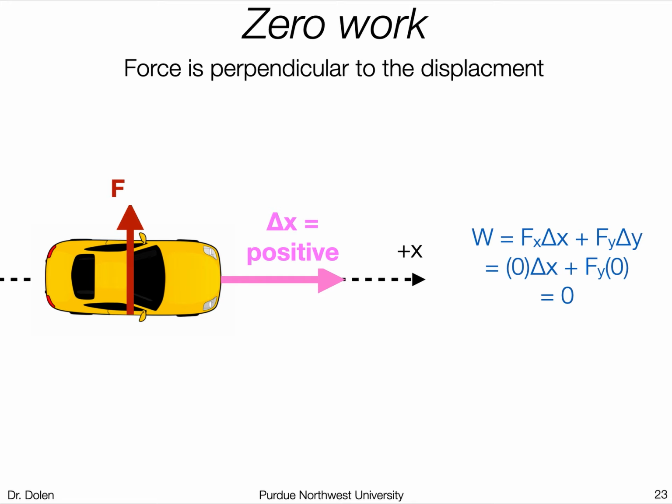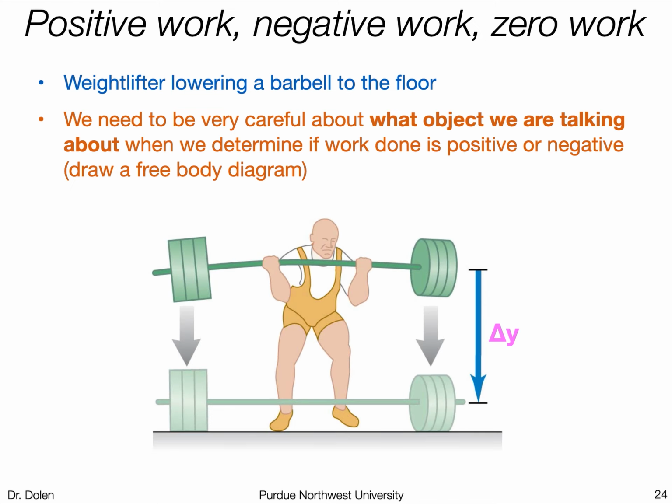Okay, one last note on whether work is positive or negative. We have to be somewhat careful about what object we're talking about. So let's use the example of a weightlifter lowering a barbell to the floor. So we have this displacement, and say we define plus y to be up, we have some negative displacement here. Whether this weightlifter is doing positive or negative work, well, we have to be careful about what object we're talking about, and so I really encourage you to draw free body diagrams for every object in the problem, just like you would for a force problem. And so let's take a look at that.